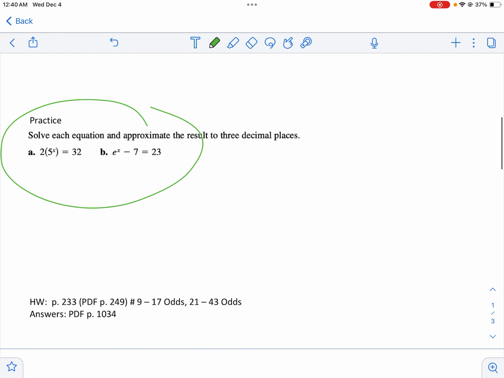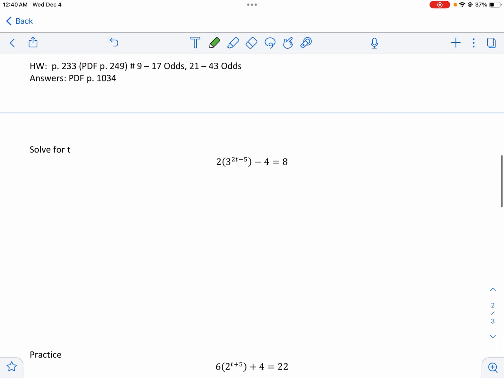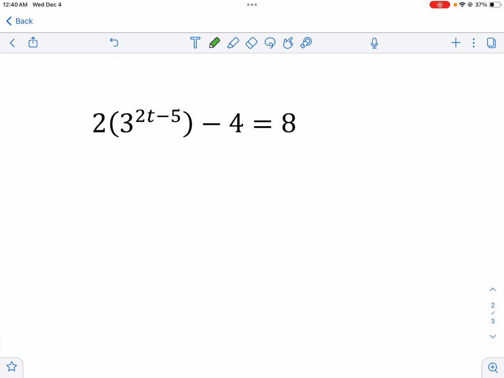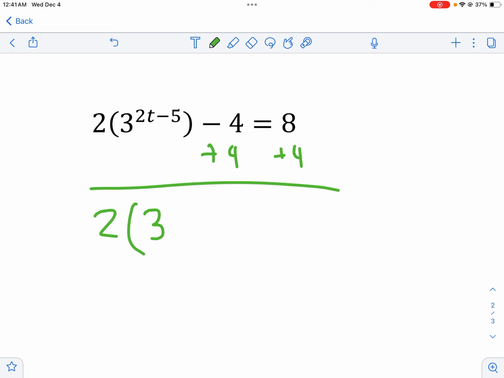So these two are just practice. They're done same as those. Move on to the next part. It just gets a little bit challenging. Challenginger. But the same thing. Work your way inside. Okay? My ultimate goal is to get to this t. But I have a lot of things blocking me to get there. So let's get rid of that 4 first. That's plus 4 both sides. I have 2 times 3 to the 2t minus 5 is equal to 12.